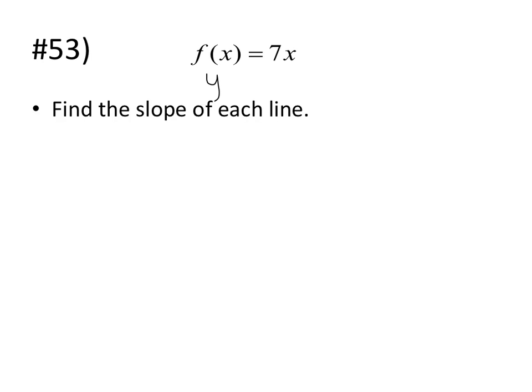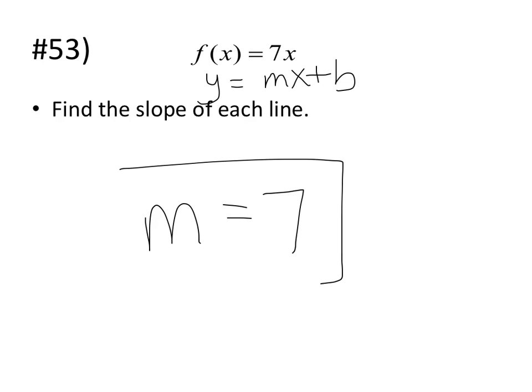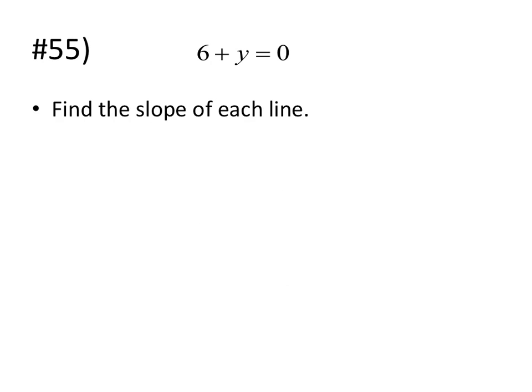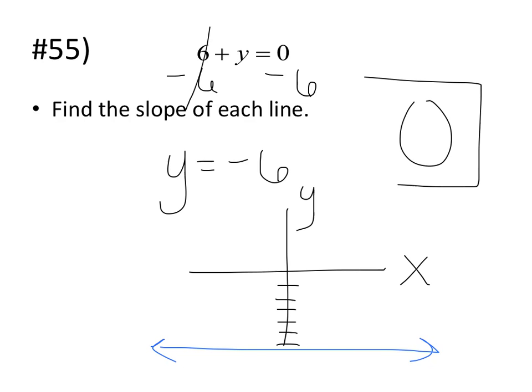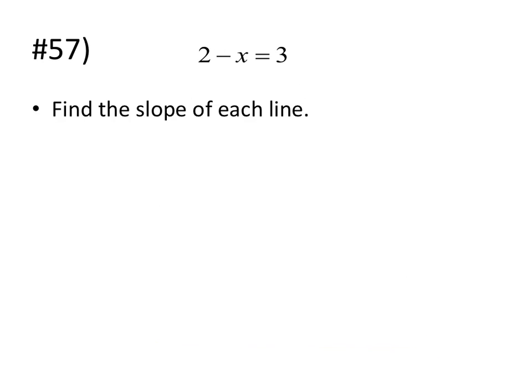Okay, y equals mx plus b. So my slope is 7. Subtract 6 from both sides. Y equals negative 6. Again, you could just graph it. Right? So your slope, if you have a horizontal line, is 0.